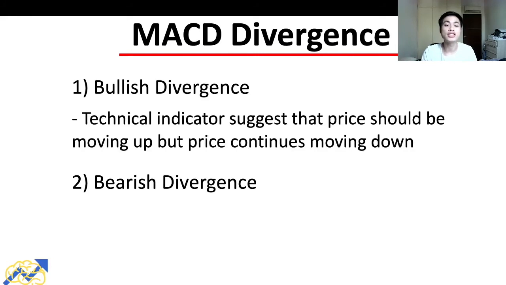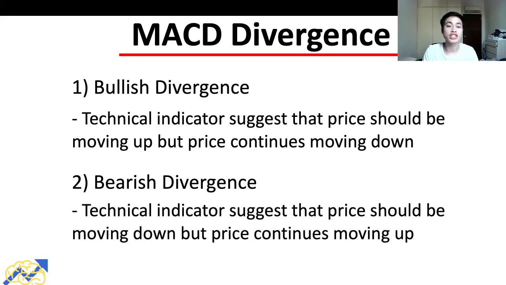For a bullish divergence, the technical indicator suggests that price should be moving up, but price continues moving downwards. And for a bearish divergence, the technical indicator suggests that price should be moving down, but price continues to move up. So there is a divergence in both cases. In both cases, we see that the technical indicator indicates one thing, but the price does the opposite. And that is what we call a divergence. And there are two types of divergence, the bullish divergence and a bearish divergence.